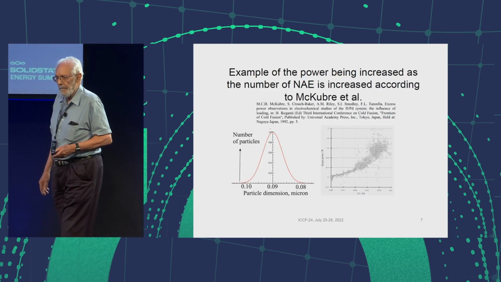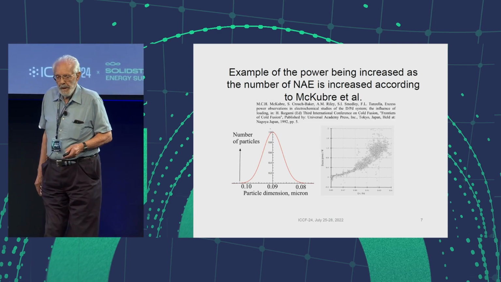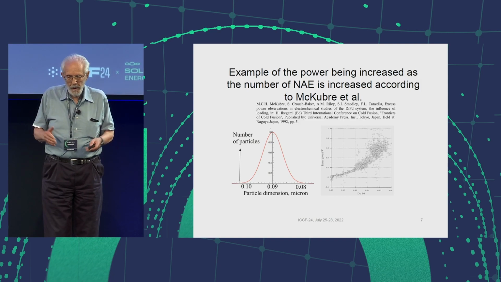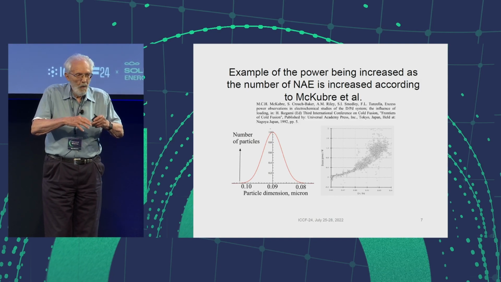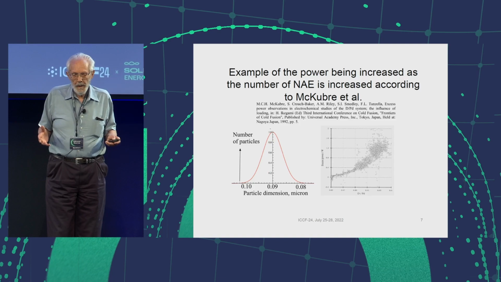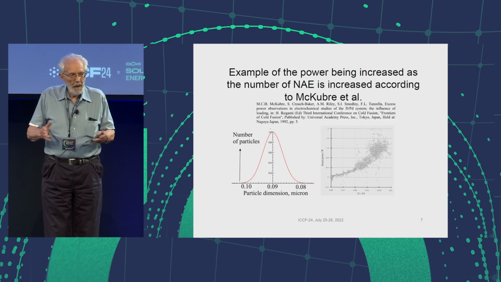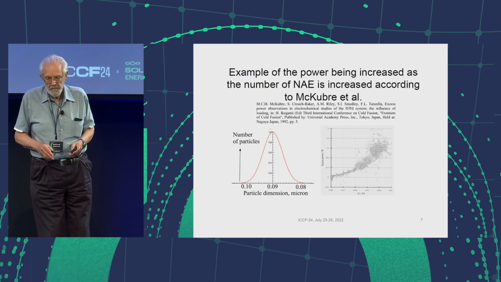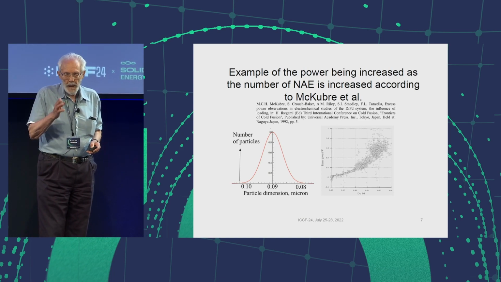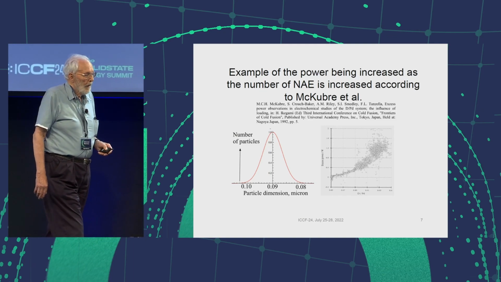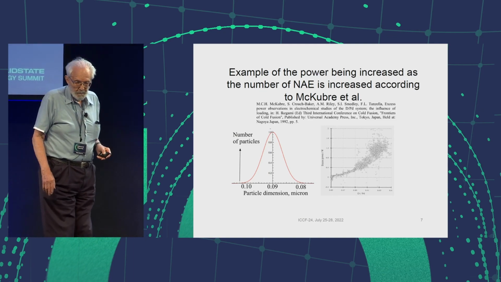Well, yes, there is. Mike McKubre had a collection, a sample of palladium, all of which made excess energy. And so he could study a lot of conditions, and he studied the effect of composition. And his results are on the right. The amount of power is plotted against the D to Pd ratio. So let's apply my model.